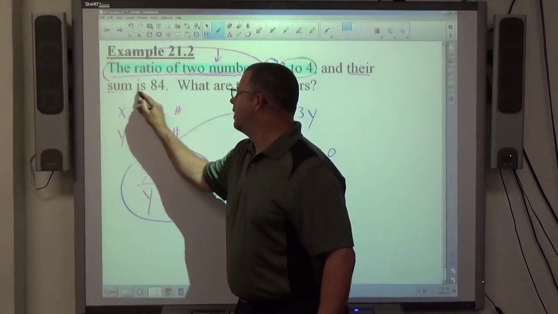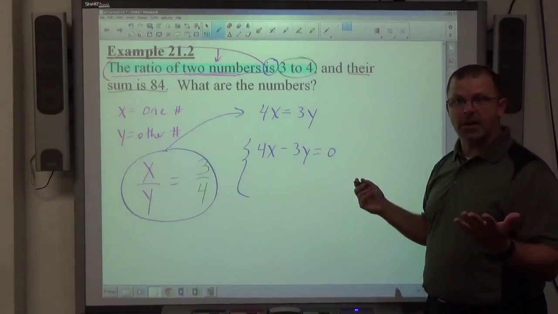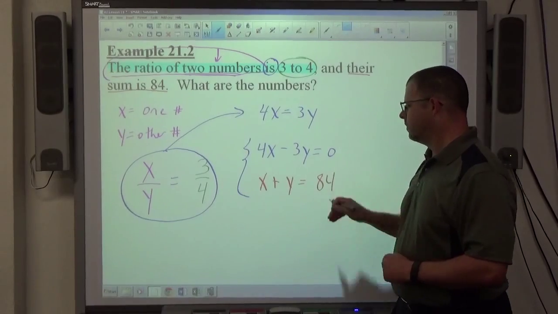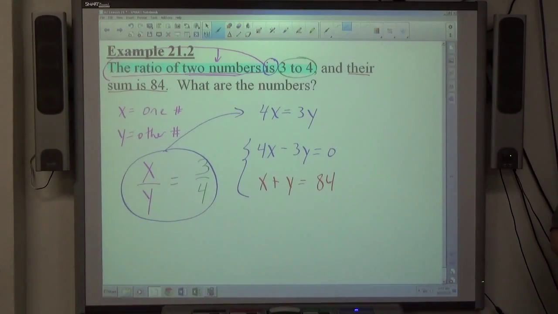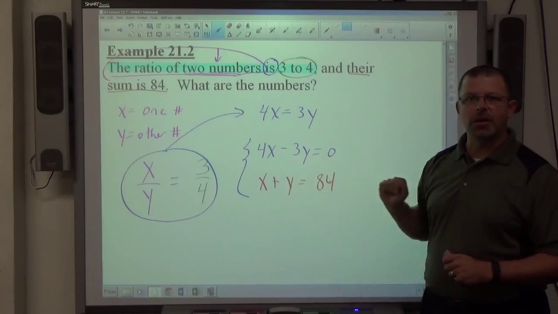Their sum is 84. Whose sum is 84? X and Y. The sum means to add, right? So x plus y equals 84. Alright? So I create two equations because I have two unknowns. Once I create two equations, now I have the elimination or substitution technique. In this case, elimination is much easier to use, right?